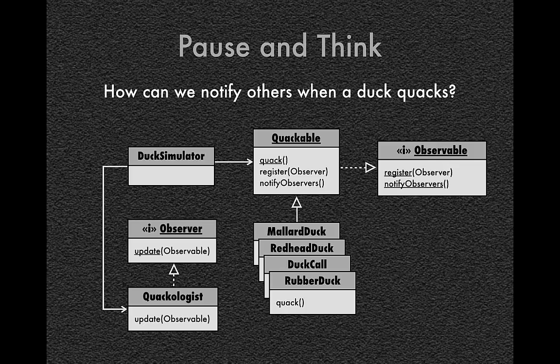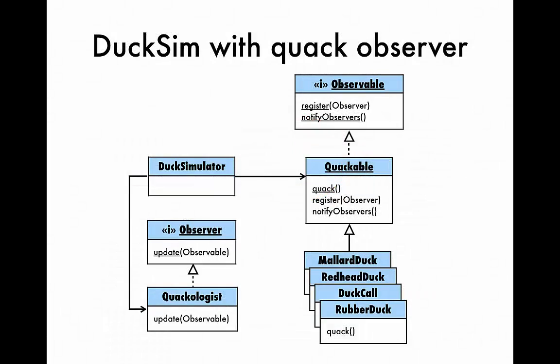So, what code had to be modified here? Well, the duck simulator had to handle the new quackologist objects, and the quackable interface became an abstract class to implement the observable methods. So this is our duck simulator with the quack observers.